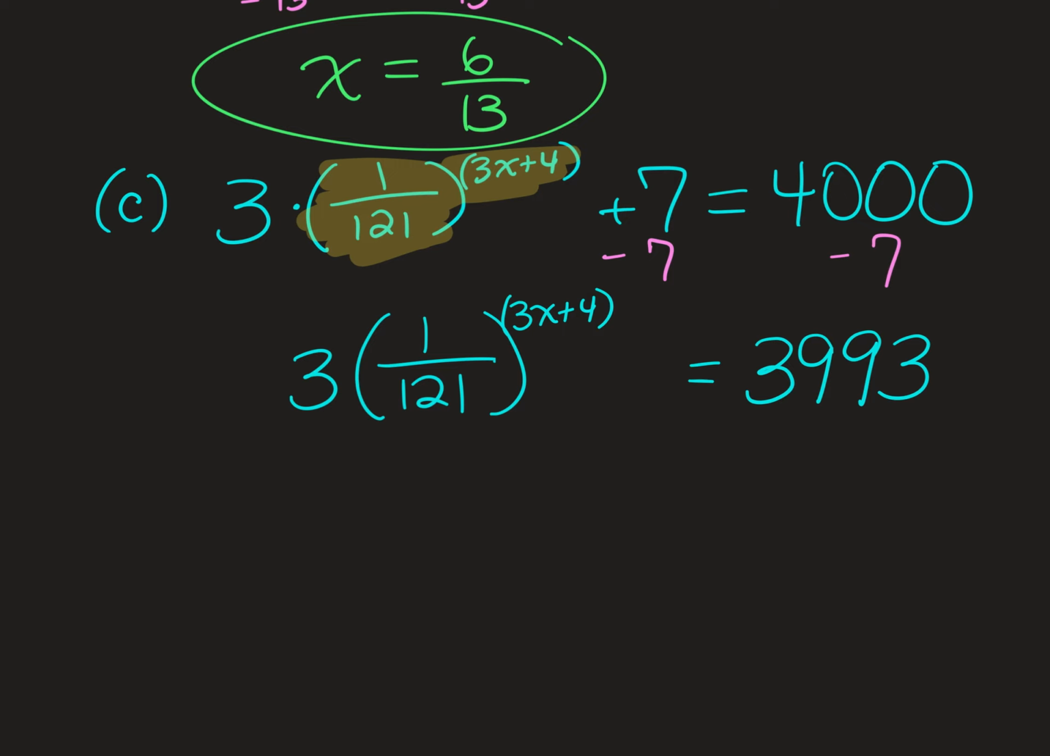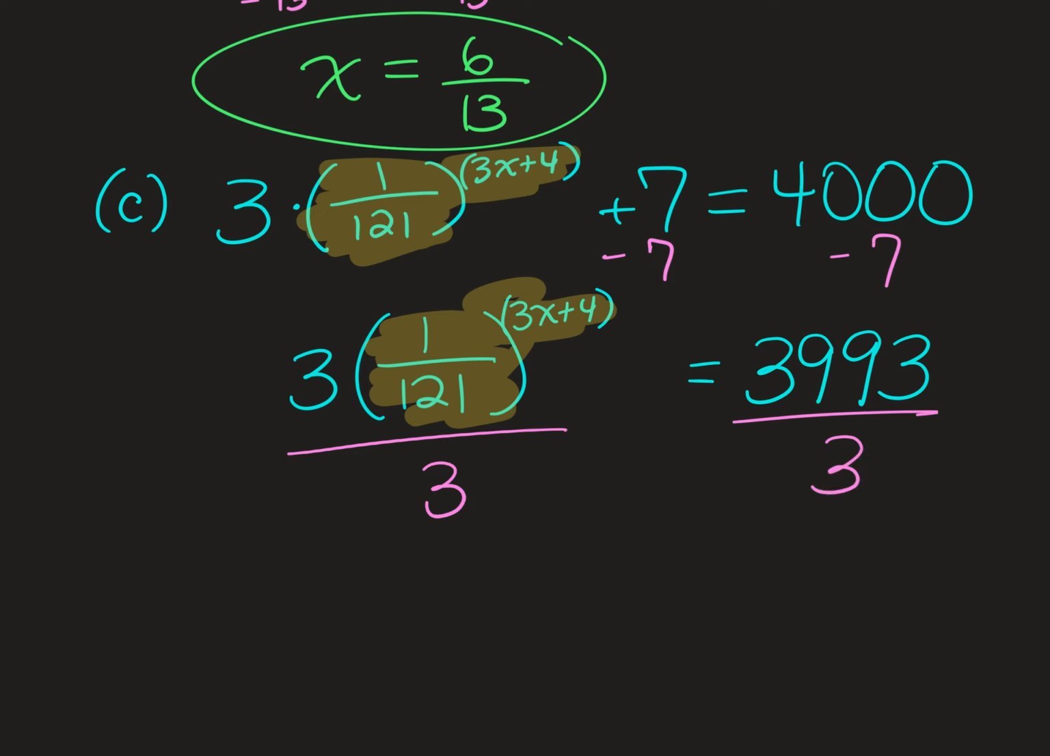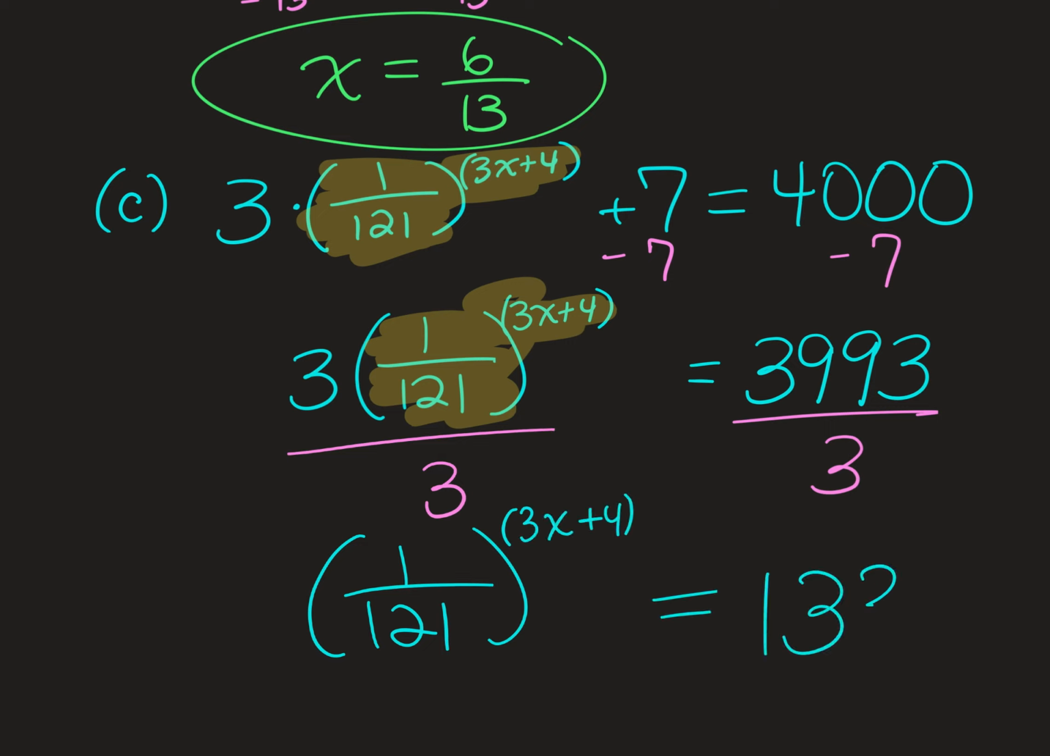And then again, if my first little goal here is to get this thing by itself, then what would I do next? How do you get that by itself? If we're multiplying it by 3, how do we undo multiplying? Divide. Yeah, so I'm going to divide both sides by 3. What I end up with is 1 over 121 raised to the 3x plus 4 power equals 1331.